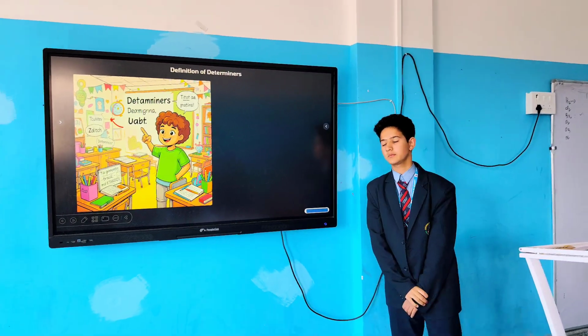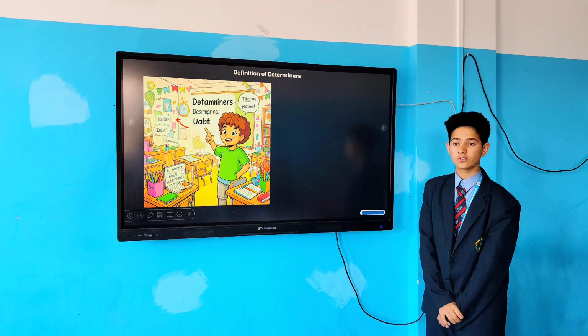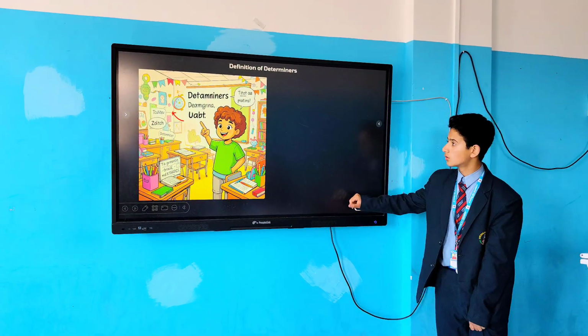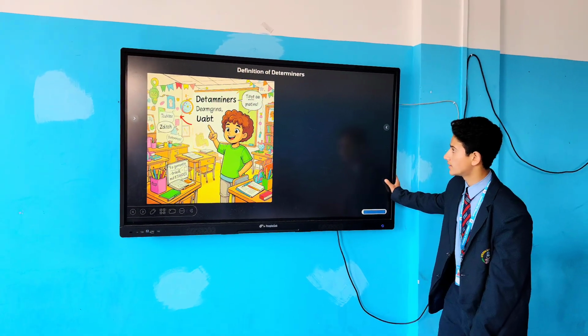Everyone. So today I am here for giving a presentation on the topic determiners. So let's start with its definition.